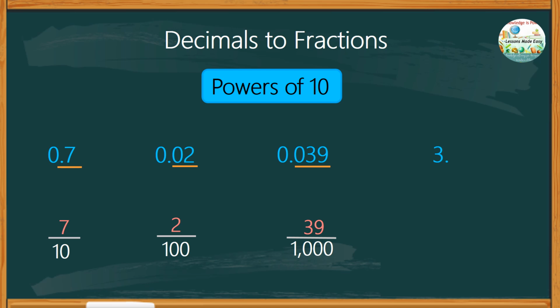Lastly, 3.015. How do you convert this into a fraction? We keep the whole number as it is, so 3 remains as 3, and for the decimal fraction, we will use the non-zero digits 1 and 5 as the numerator. Check how many decimal places are to the right of the decimal point. These decimal places determine the number of zeros in the denominator. 3 decimal places means 3 zeros in the denominator, which makes 1000.